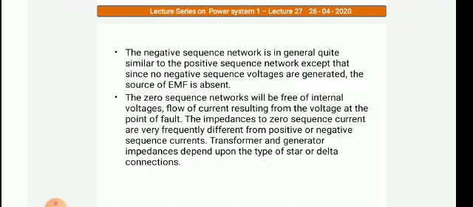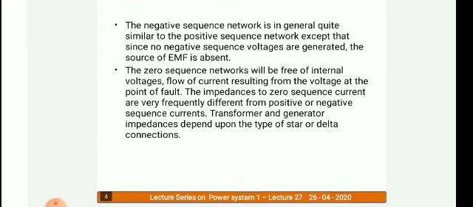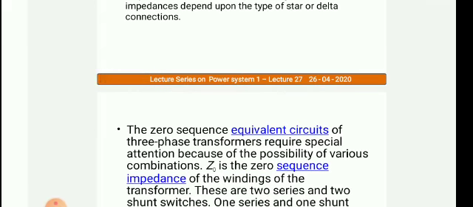Coming to the next component, that is a transformer. Here the positive and negative sequence impedances are going to remain same, which is nothing but equal to the leakage reactance, that is Z1 is equal to Z2 is equal to ZL. Whereas the zero sequence equivalent circuit of the three phase transformer requires special attention because of the possibility of various combinations. Because when we consider the three phase transformer, there are two connections that are coming into picture, star and delta. So there may be various combinations of these connections.